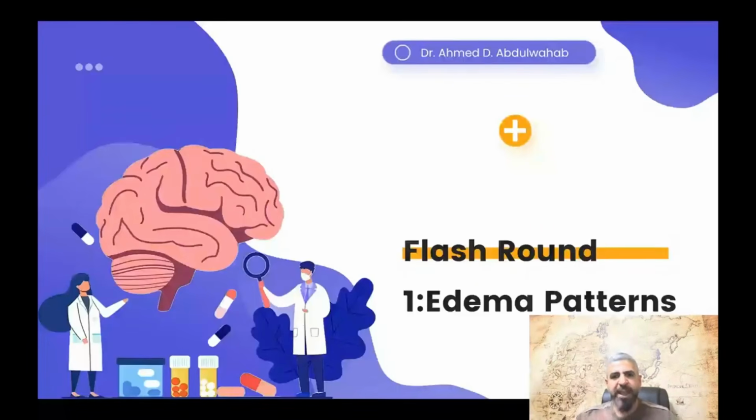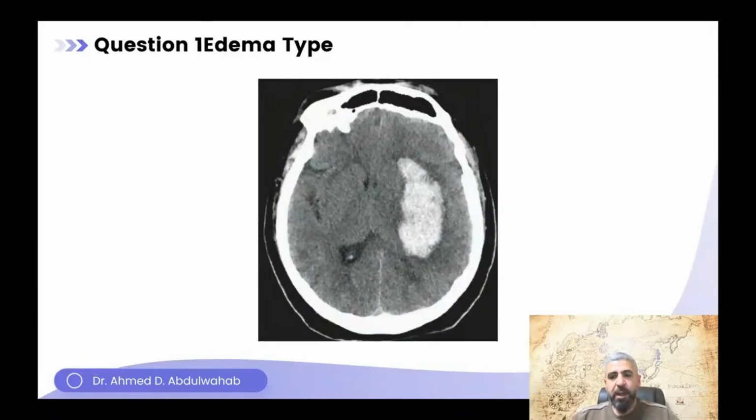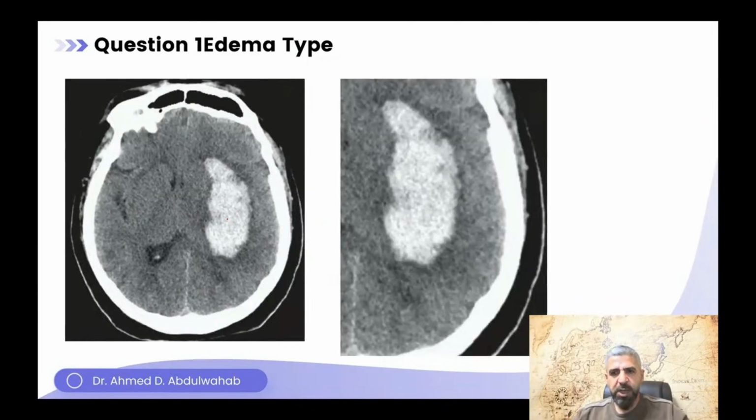We will have a flash round, a speed round. We'll do something simple and fast. Flash round, no thoughts, just reflex. Type your answer. What kind of edema is this? This is a vasogenic edema.